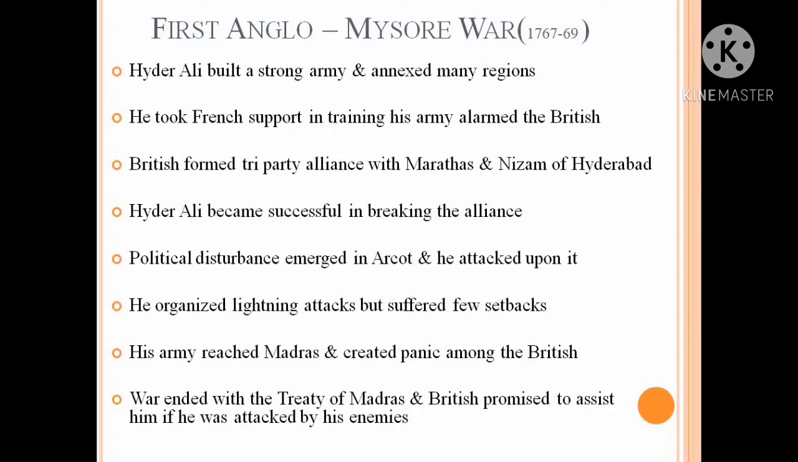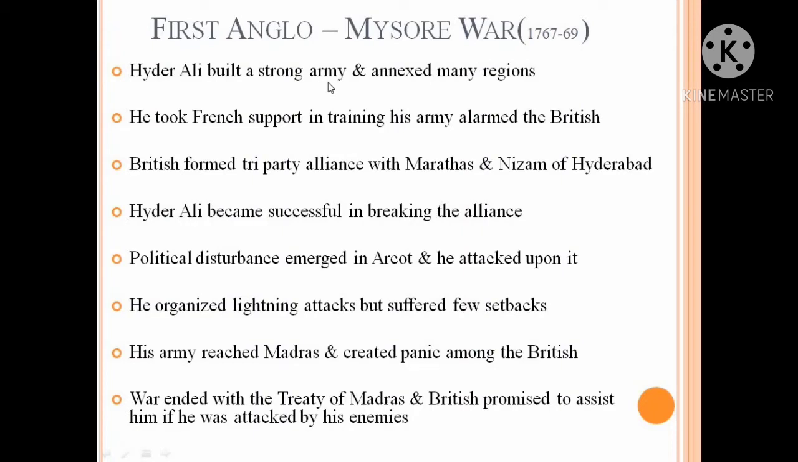In that, the first Anglo Mysore War and the first half of the second Anglo Mysore War were waged by Hyder Ali, and the second half of the second Anglo Mysore War, and the third and fourth Anglo Mysore Wars were waged by Hyder Ali's son Tipu Sultan. And what are the causes for this, and what are the effects? Let us see. First of all, let us discuss the first Anglo Mysore War. The first Anglo Mysore War was waged between 1767 and 69.